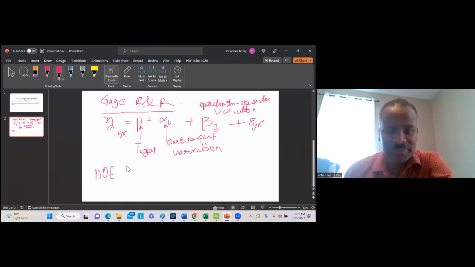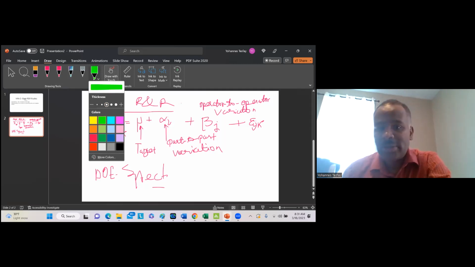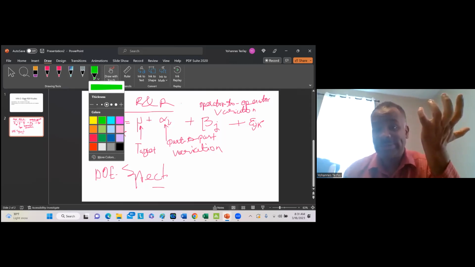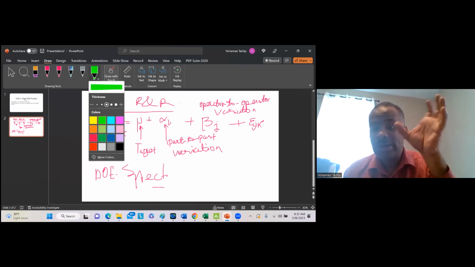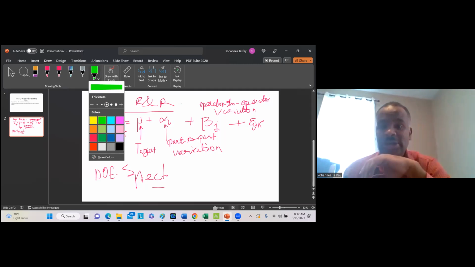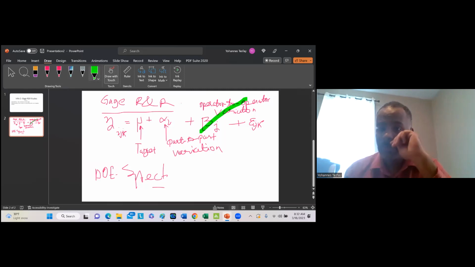DOE specification. Design of experiment specification. What we want is for our gauging system to be okay. If operator to operator variation is okay, that is, if the gauging system is okay and all the operators' knowledge and skill is perfect in doing the gauge, in that scenario this term is going to vanish, isn't it? Vanish.